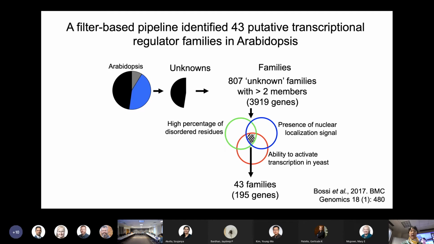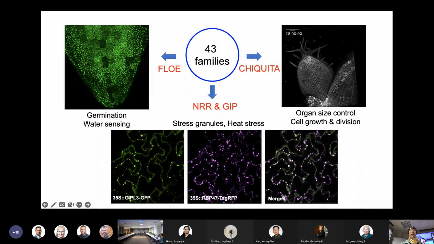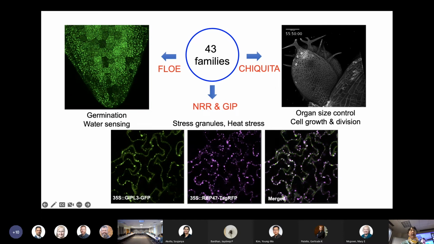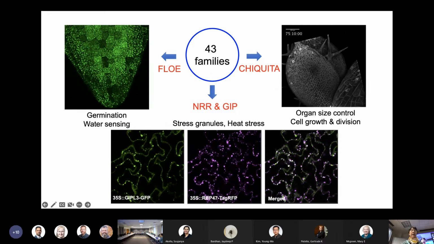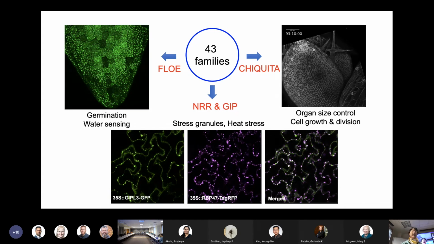And then we started characterizing a few of them. I'm not going to go into the other two families we're characterizing. Some of them have been published. This one, Chiquita, has been published twice now, and we're working on a third paper. FLO is what I'm going to talk about today. This is a new gene that we found in Arabidopsis that seems to act as a water sensor and is involved in controlling germination of the seed. We also found a couple of families involved in forming stress granules in response to heat stress. I'm not going to talk about that today.